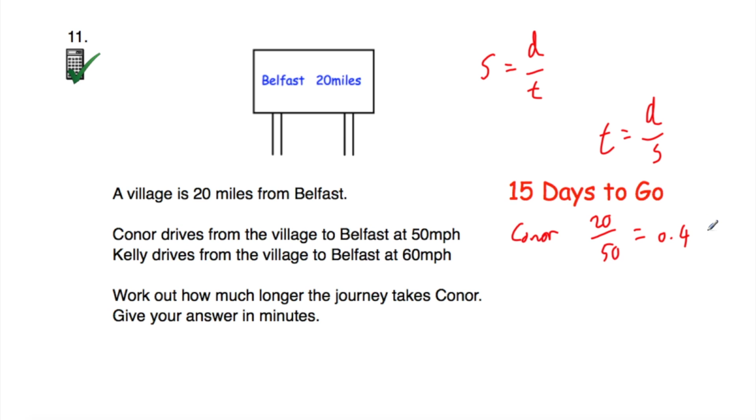So that's 0.4 hours. Now, we were dealing with minutes in this question, so if we multiply this by 60, that's equal to 24 minutes. So it takes him 24 minutes to drive to Belfast. So in terms of Kelly, we're going to take the distance, which is 20 miles, and divide it by the speed, which is 60 miles per hour. And 20 divided by 60 is equal to a third, or 0.3333, and so on, hours. And a third of an hour, if you multiply that by 60, is equal to 20 minutes.